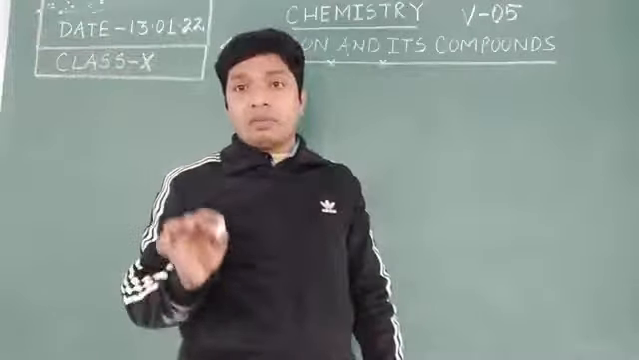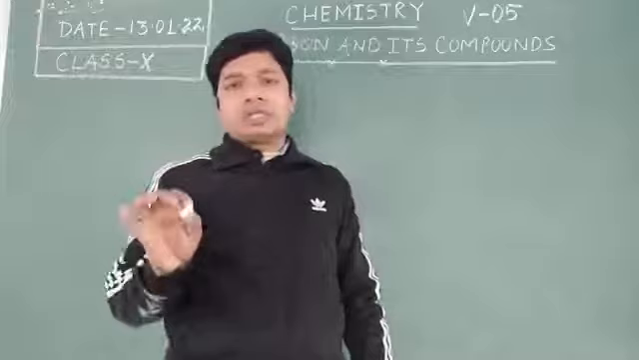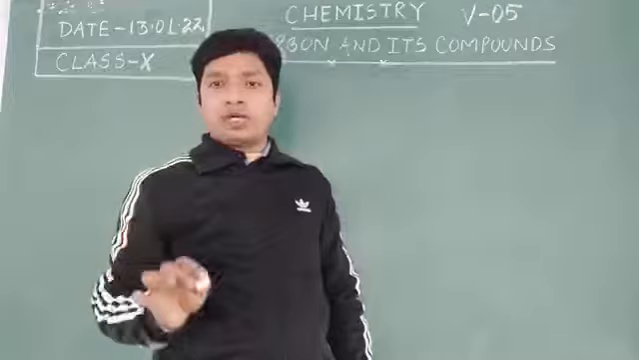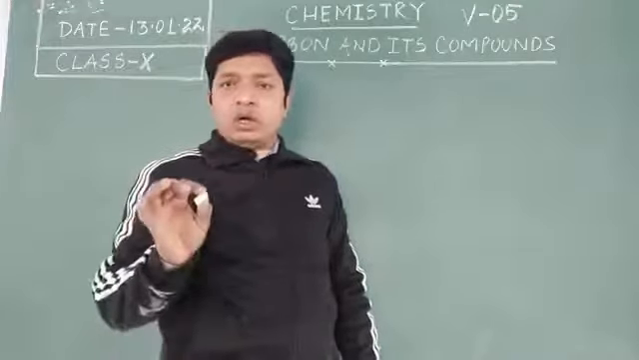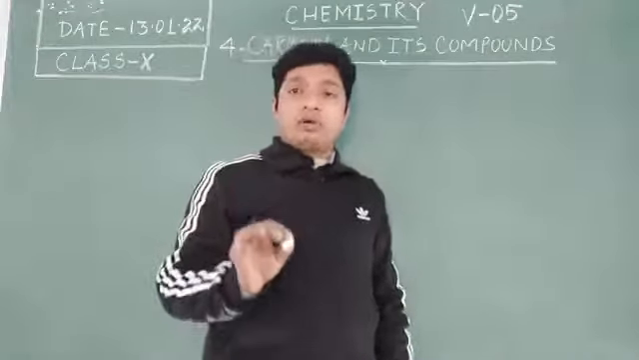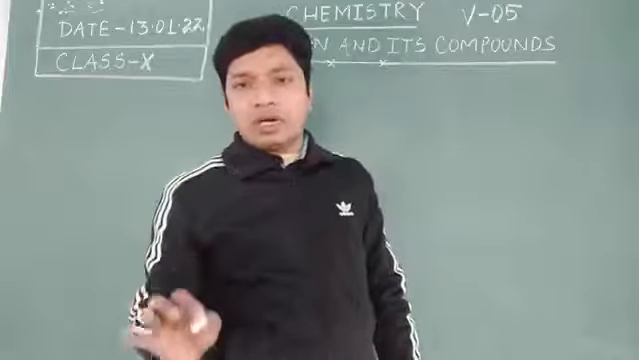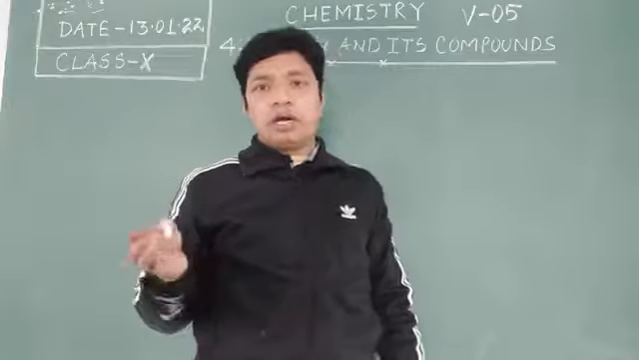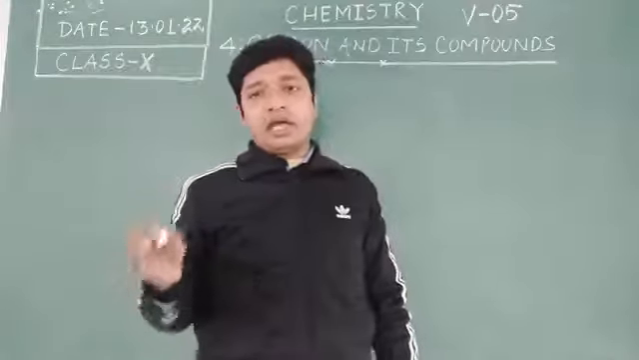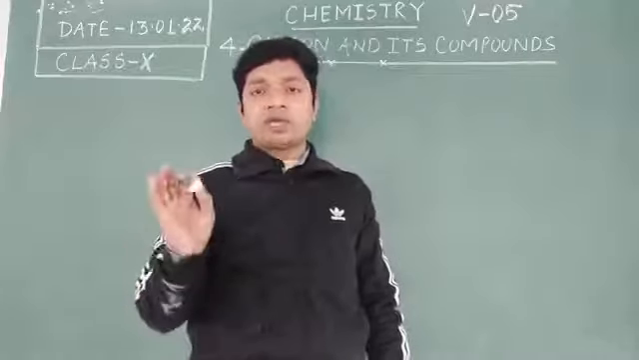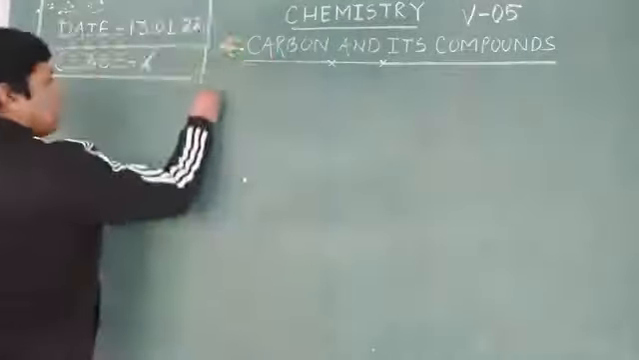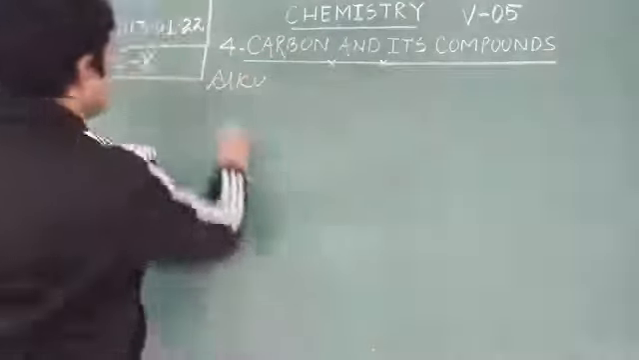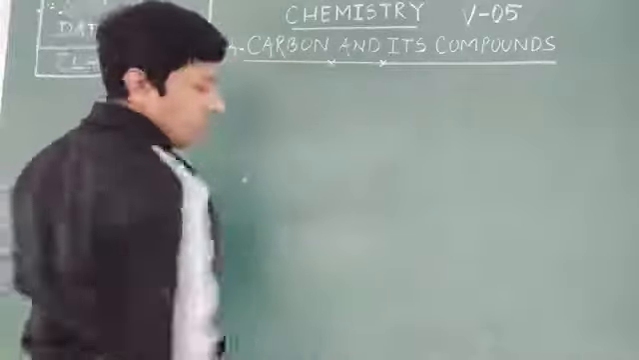In Carbon and its Compounds, till now we have studied about the organic compounds, and in organic compounds we have started the hydrocarbons. In hydrocarbons we have discussed saturated as well as unsaturated hydrocarbons, and the examples of saturated and unsaturated hydrocarbons, that is alkanes, alkenes and alkynes, we have studied. Now today we are going to start alkyl groups.